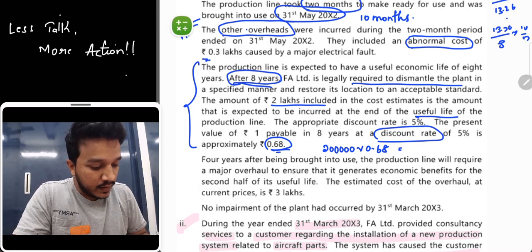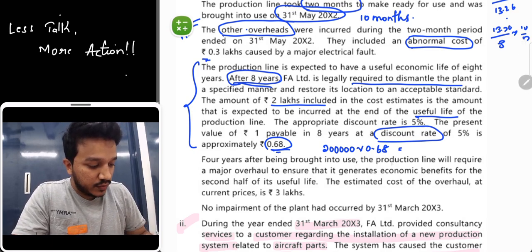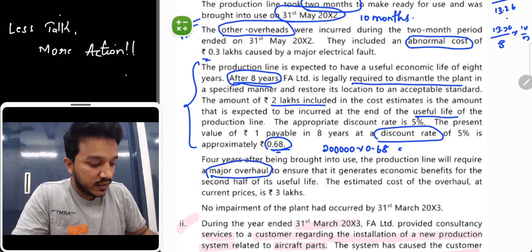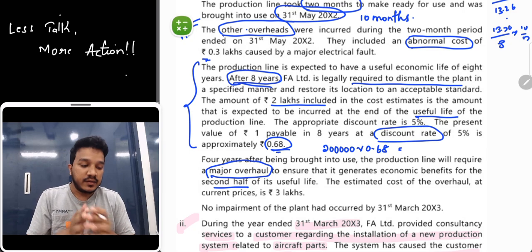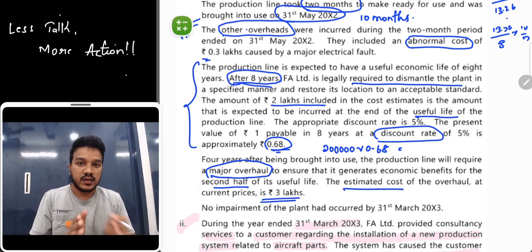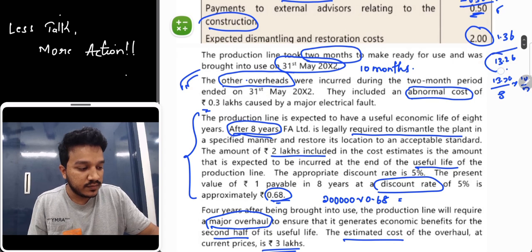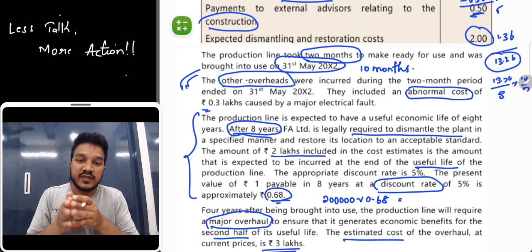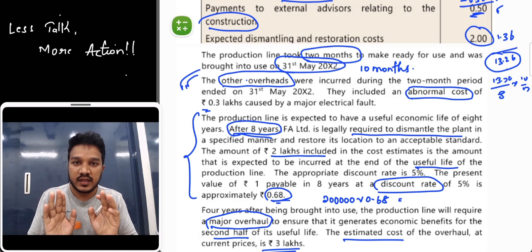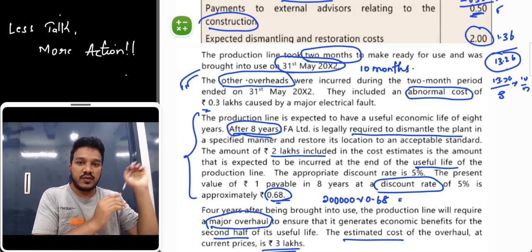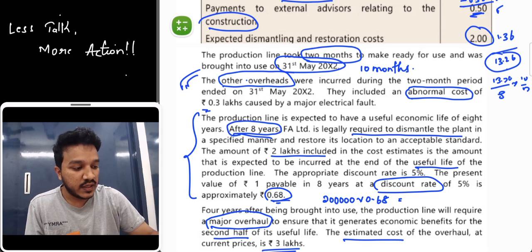4 years after being brought into use, the production line will require a major overhaul to ensure that it generates economic benefits in the second half. It says the estimated cost of the overhaul at current prices is 3 lakhs. So out of the current price, 3 lakhs is the overhauling expenses, which it will require after a period of 4 years, so that it will get benefits after 4 years for a period of 4 years. Okay, is it making sense?